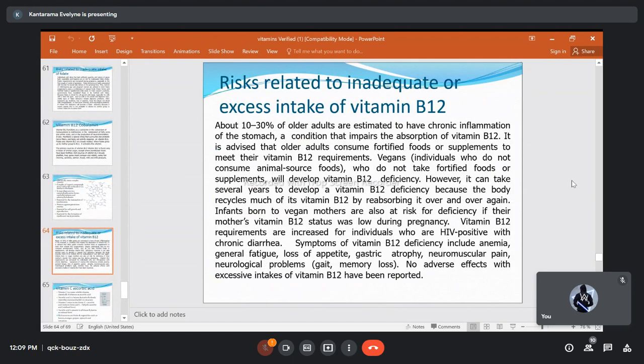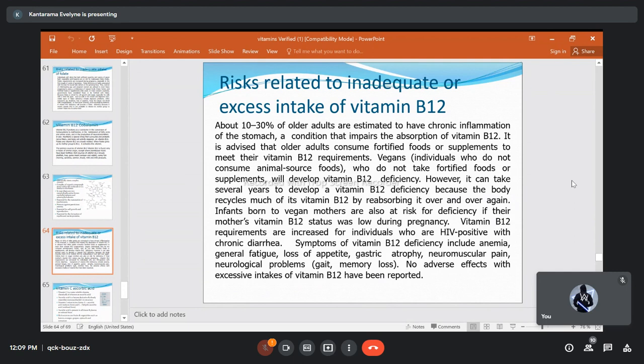About 10 to 30% of all adults are estimated to have chronic inflammation of the stomach, a condition that impairs the absorption of vitamin B12. You see, about 10 to 30% of all individuals have chronic inflammation of the stomach, which causes impairment in the absorption of vitamin B12. It is advised that all adults consume fortified foods or supplements to meet their vitamin B12 requirements.